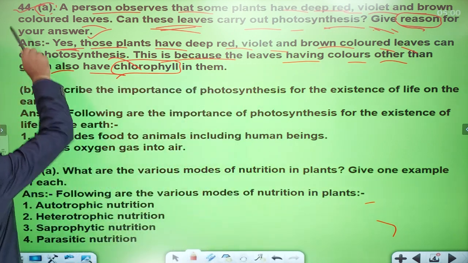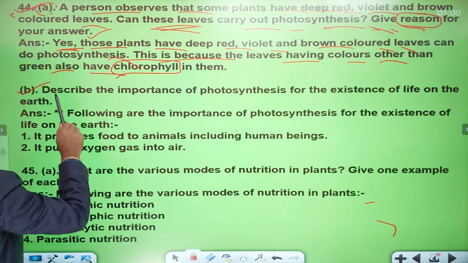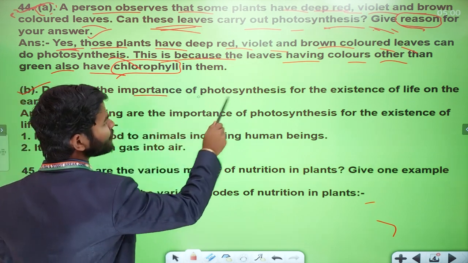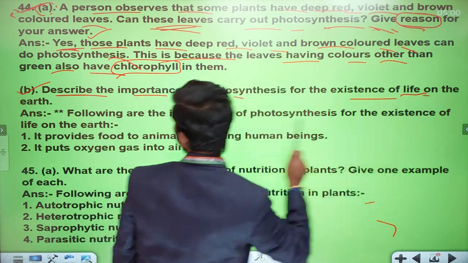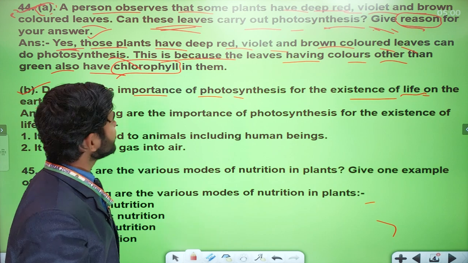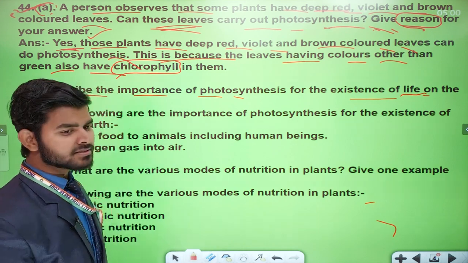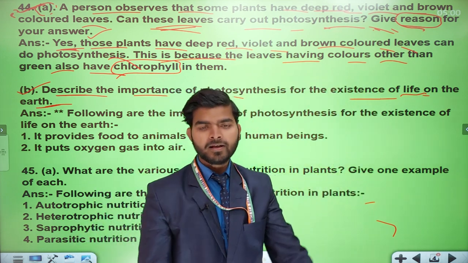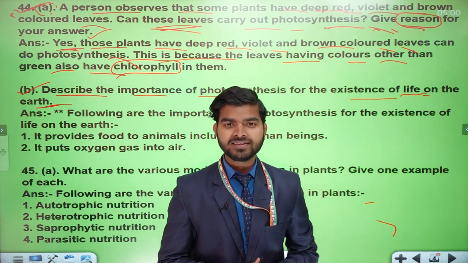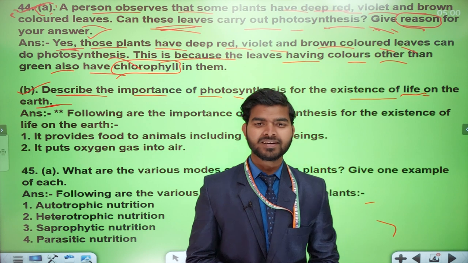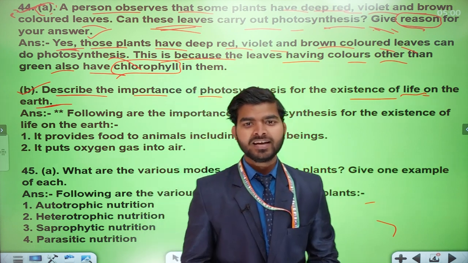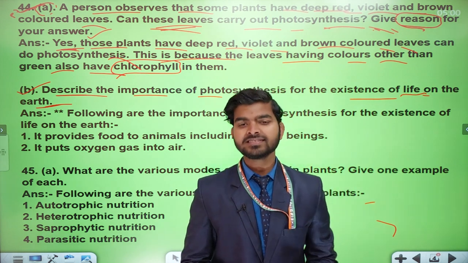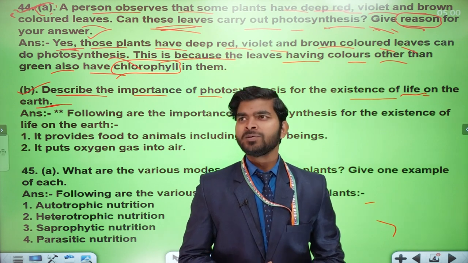Next one, that is the B part of question number 41. Okay, B part. This is the question: describe the importance of photosynthesis for the existence of life on the earth. Actually, if you are asking what is the importance of photosynthesis, I have already taught you a topic named importance of photosynthesis. I have told you what the importance of photosynthesis is. Actually, we have learned some different importance of photosynthesis.